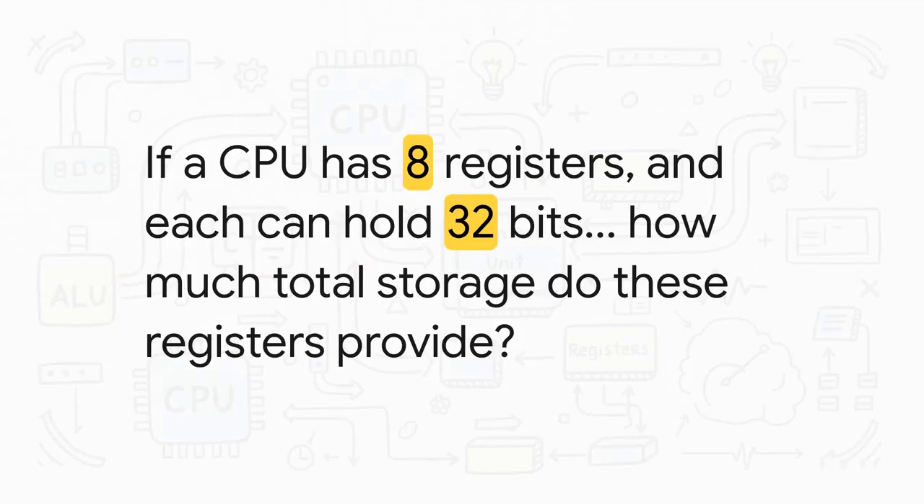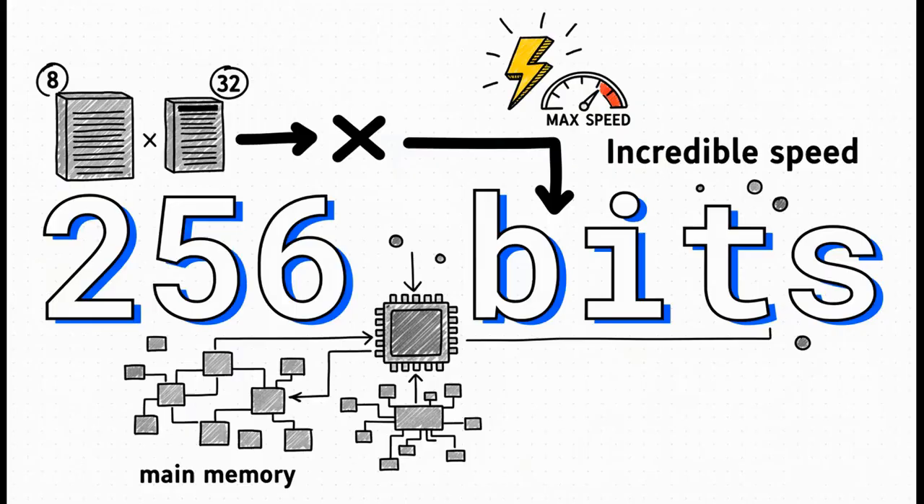All right, quick pop quiz for you. Let's say a CPU has 8 of these VIP registers, and each one can hold 32 bits of information. How much data can it hold in total, right there on the chip? It's just simple math, right? 8 times 32 is 256 bits.